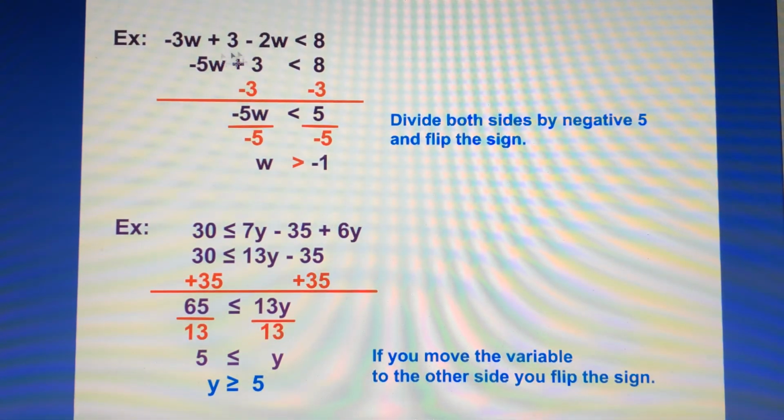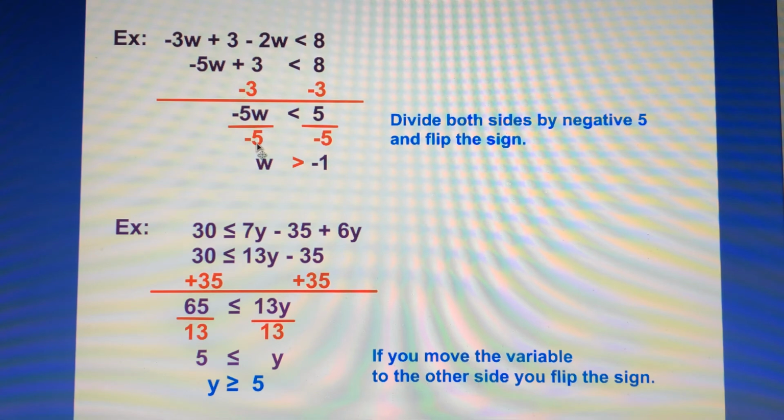I need to clean up. I need to combine like terms. So if I'm going to combine like terms, I have a negative 3w and a negative 2w makes a negative 5w plus 3. Subtract 3 from both sides. Negative 5w is less than 5. A positive 8 and a negative 3 is a positive 5.